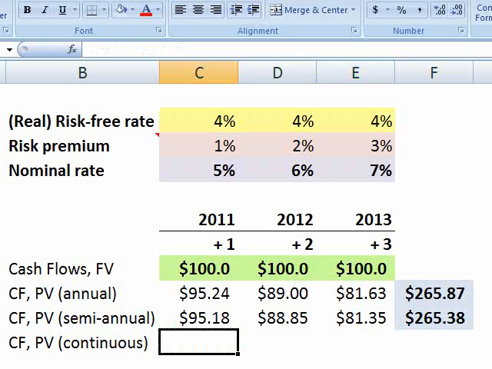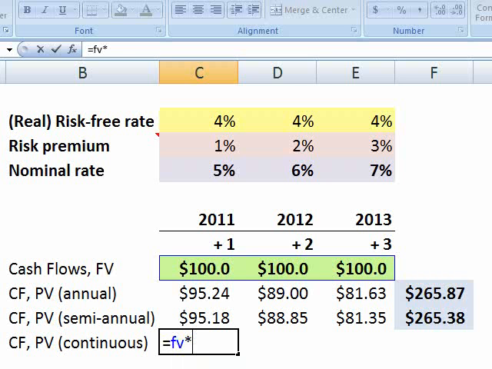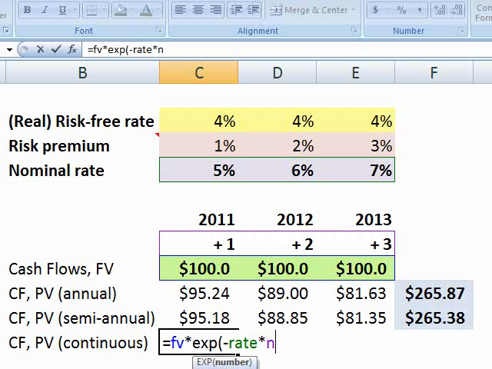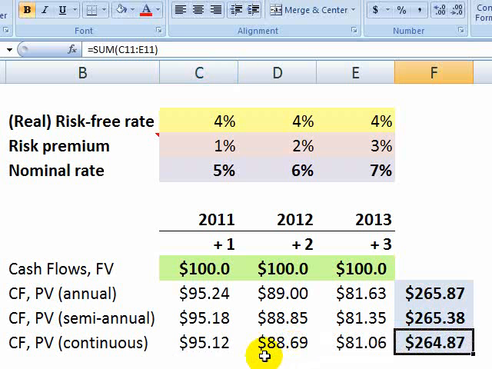Finally, I can do this continuously. And the way to do this continuously is to take that future value and multiply it by the exponential of negative the rate times the number of years. This now assumes continuous compounding. That would be e raised to the negative rate times number of years. Copy that, and notice I can do the same thing here. Three cash flows, the sum of those is the present value of those three flows.